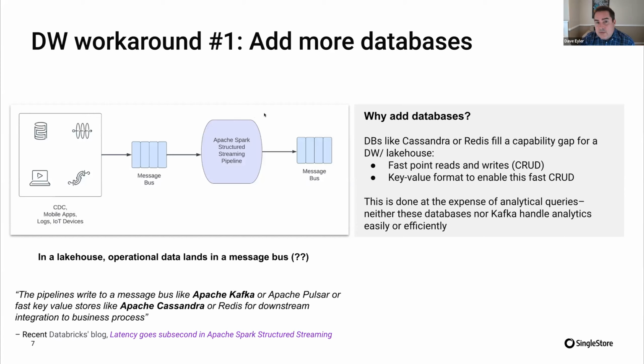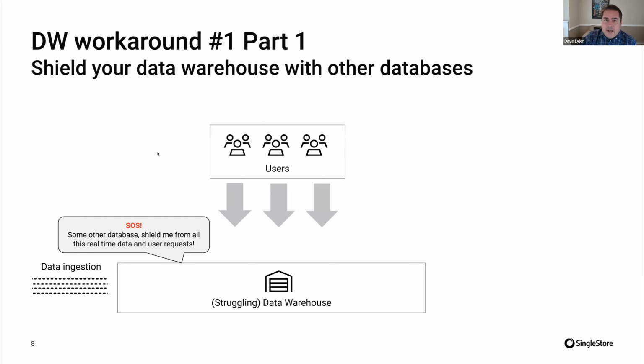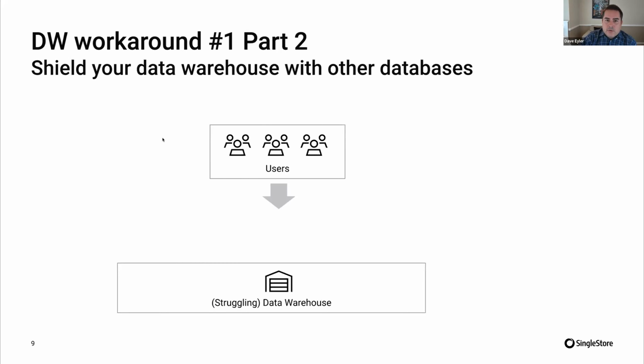So let's dig into this workaround a little bit more. Say you have a data warehouse or a lakehouse, and the users are coming in. There's tons of users. You're ingesting tons of data. It's like, help me, I can't. Too many users, too fast. I'm putting out the SOS. Okay, let's do the workaround. So let's see what we're going to do here.